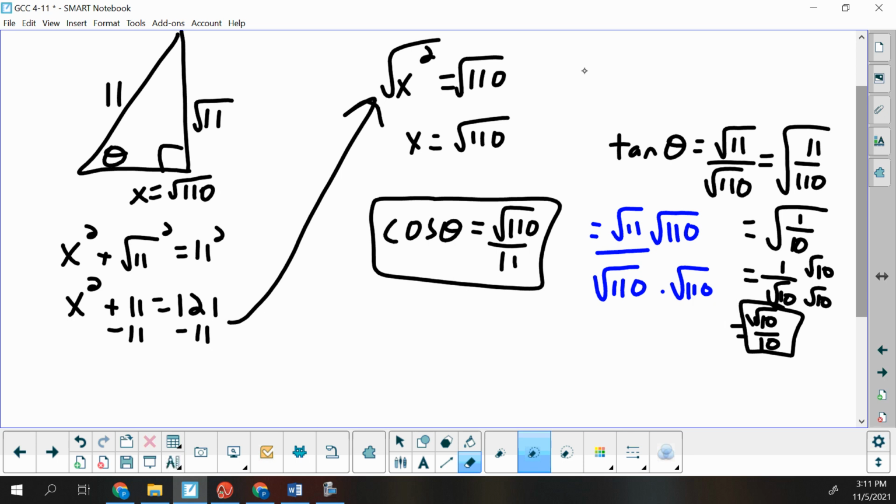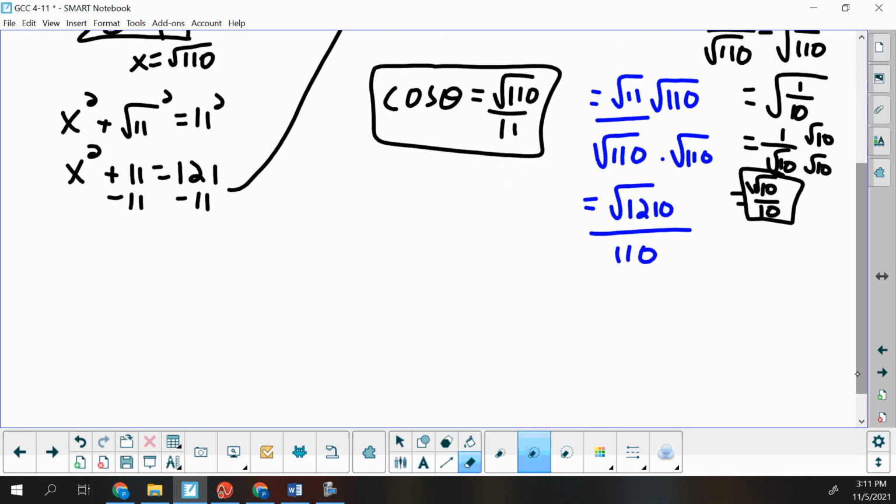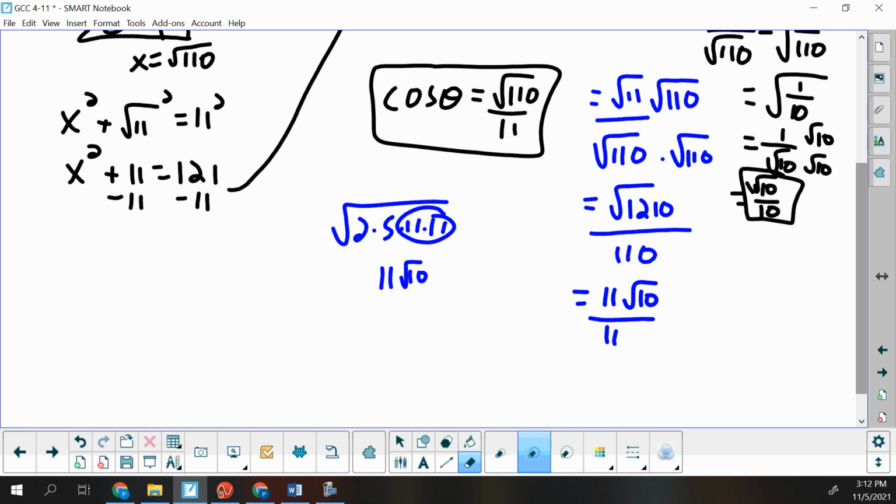When you multiply in the numerator, we should get square root of 1,210 over 110. When you factor that radical, you're going to get 2 times 5 times 11 times 11. So one of the 11s goes out front. So this will become 11 square root of 10 over 110. Then reduce 11 over 110, and that gives you 1/10, so it's just square root of 10 over 10.